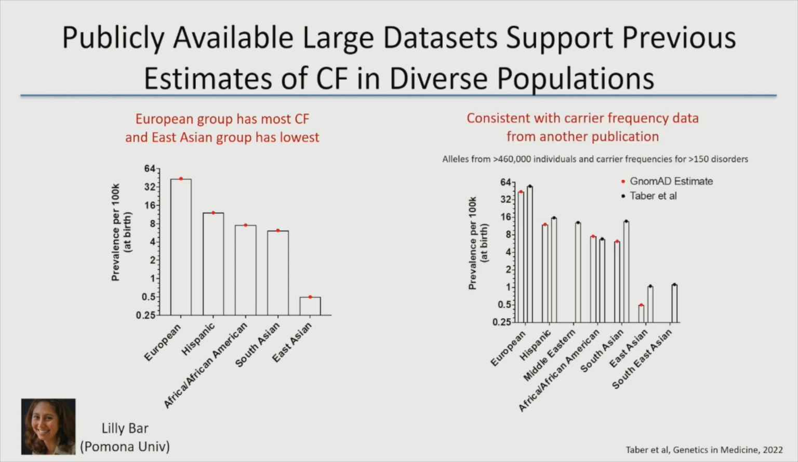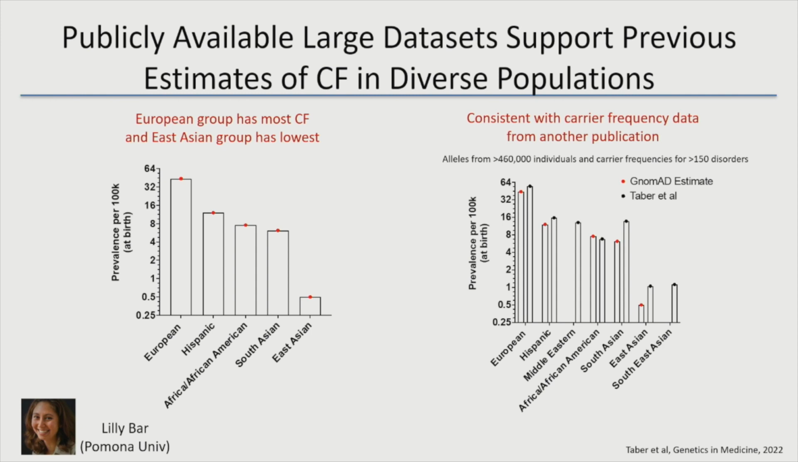As we were thinking about this, there was another paper that came out, Tabor et al., from Myriad Genetics, where they do carrier screening. If you go into their supplementary data set and look at that table, they have carrier frequencies for 150 different disorders. We were able to use that to calculate the prevalence of CF in different populations, and it nicely correlates with the gnomAD data set.